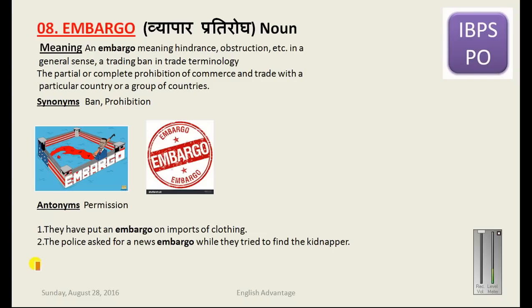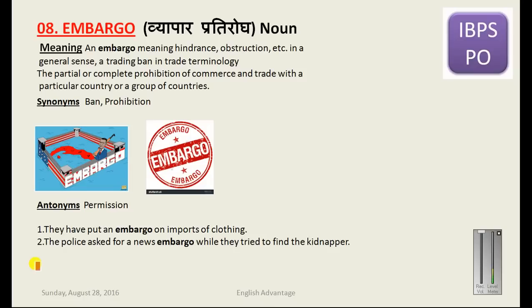Now let us look at the next word, embargo. I have just explained this word, embargo. A ban on trade. This is the exact meaning of embargo. A ban on trade with any country or with any group. An embargo also means hindrance, obstruction, etc. in a general sense. A trading ban in trade terminology, or you can say the partial or complete prohibition of commerce and trade with a particular country or a group of countries. Embargo means ban on trading. Now the antonym for this word is very obvious, very clear, and that is permission.